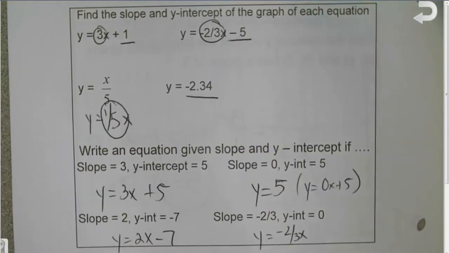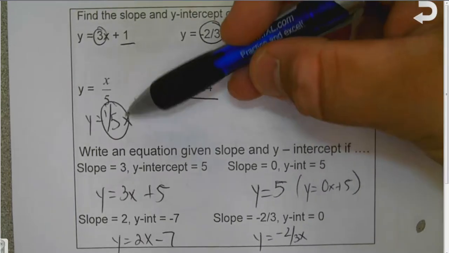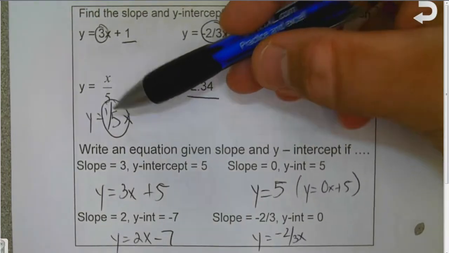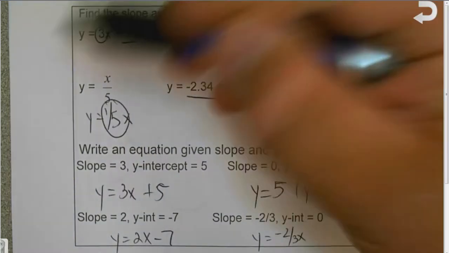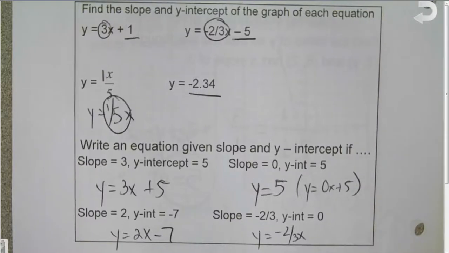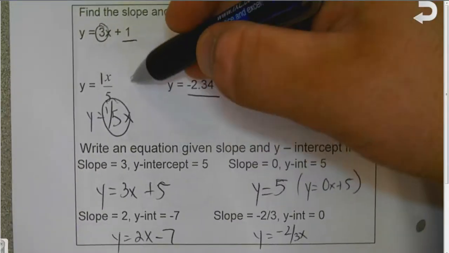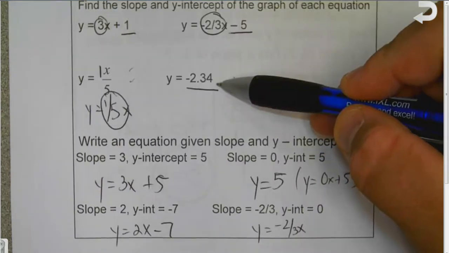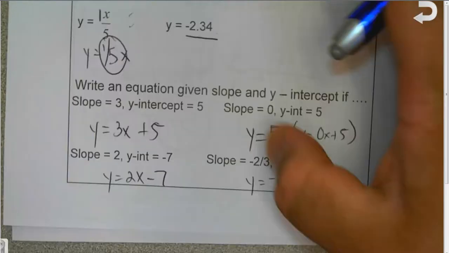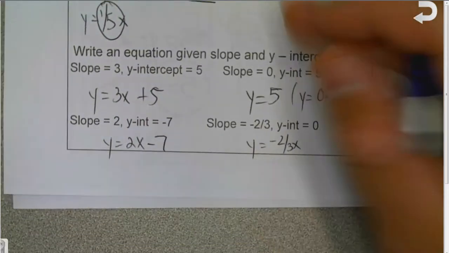Okay, so hopefully you took a minute and answered those 8 questions. I want to talk about a couple of these. Notice how I didn't underline anything in this one, and I had to rewrite it. The slope is actually 1 over 5, because remember, we've talked about anything in front of an x is just 1. And there is no y-intercept in this. In this one, there is no slope. It's a flat line.